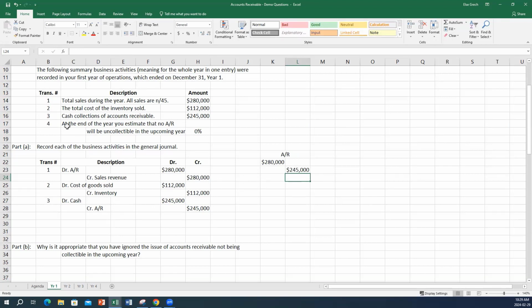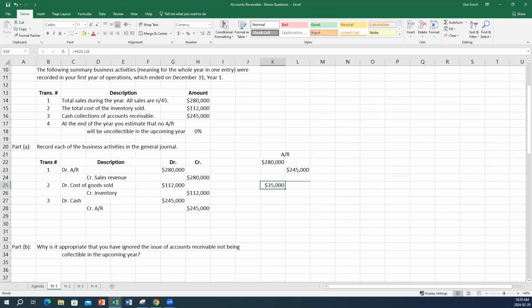Now, 4, at the end of the year, you estimate that no accounts receivable will be uncollectible in the upcoming year, 0%. Okay, think what this means. It means that you think that you can collect the total accounts receivable. So let's just look at what the total accounts receivable is. So you think you can collect the total balance in accounts receivable, which is now $35,000.